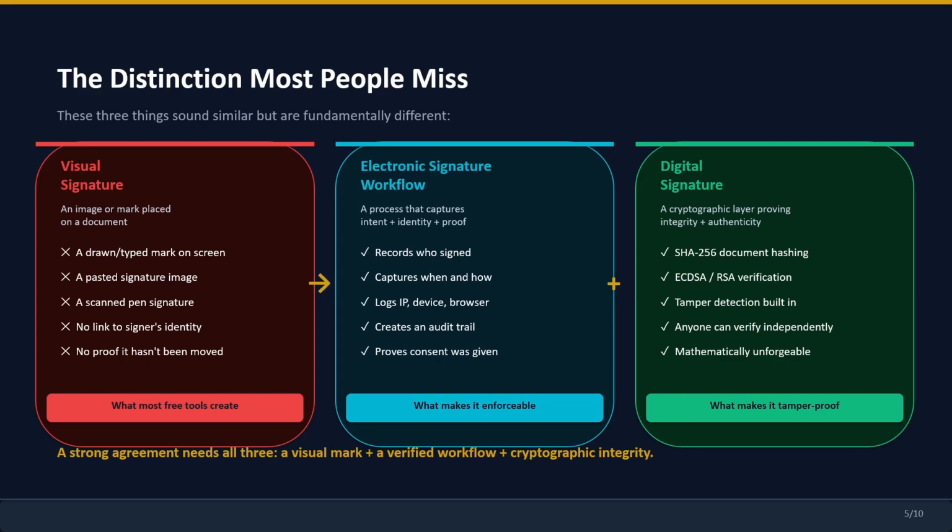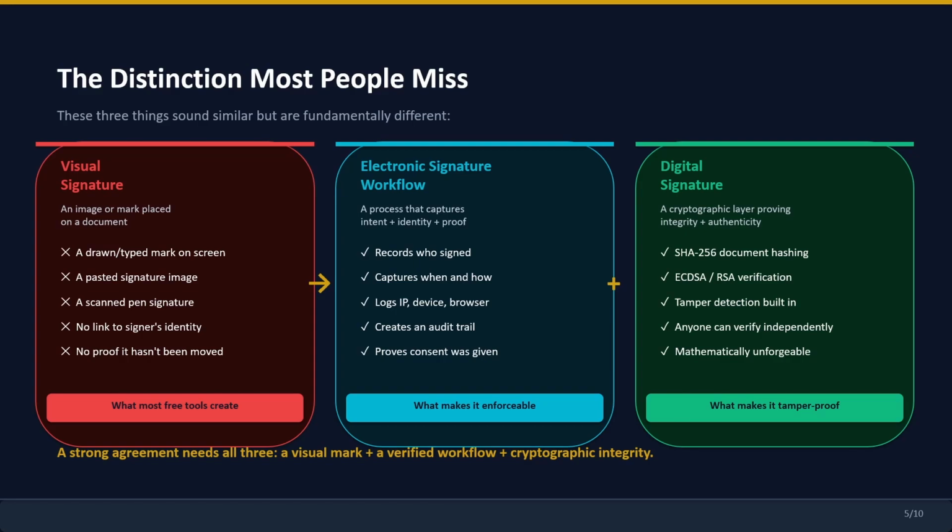A visual signature is just a mark on a document: a drawn squiggle, a typed name, a pasted image. It's what you see. Most free tools, including Adobe Reader's Fill and Sign, create visual signatures. The mark sits on top of the document, but there is no link to the signer's identity, no proof of when it was placed, and no way to know if the document underneath has changed.